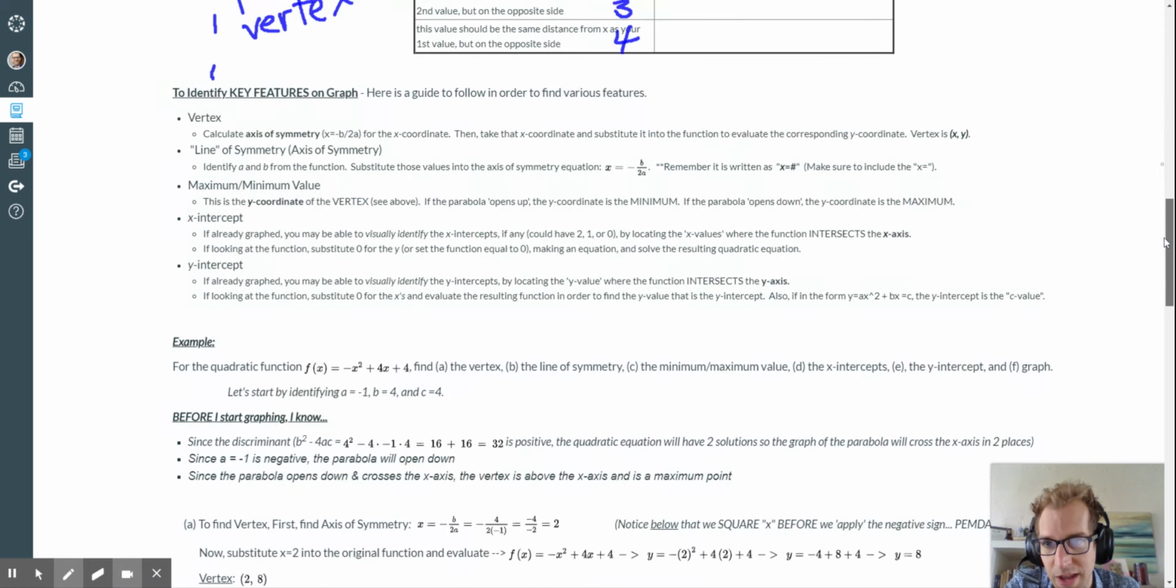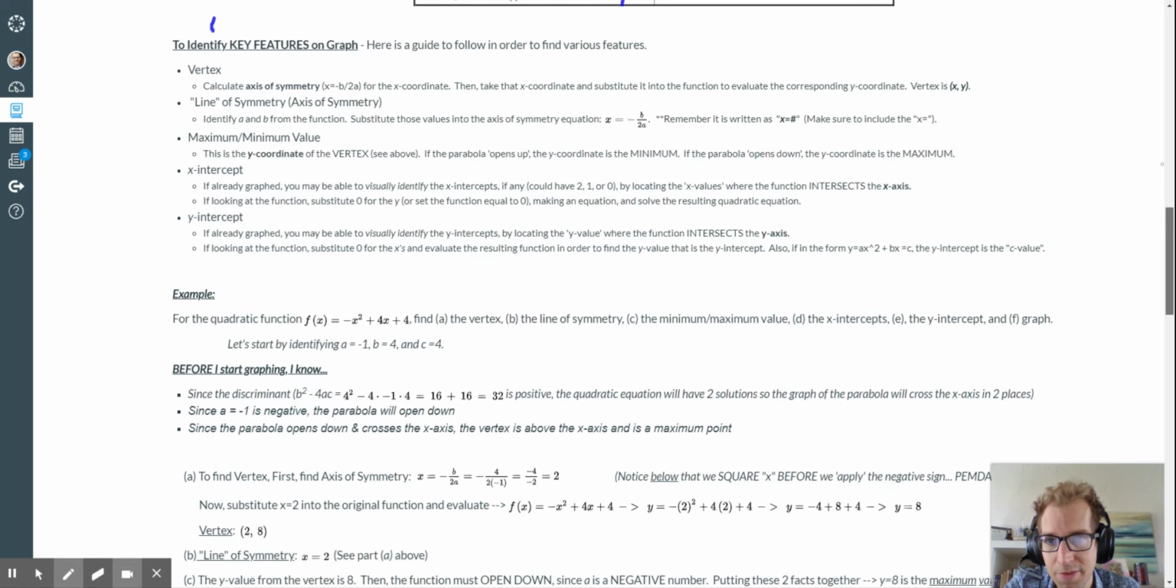So to identify key features on the graph, here's just kind of a guide. I know on MathXL, they will ask you to identify a lot of little things, a lot of features just on different parts of the graph. This is a guide really that you can use just to refer back to as you're working on that. So first of all, like the vertex here.